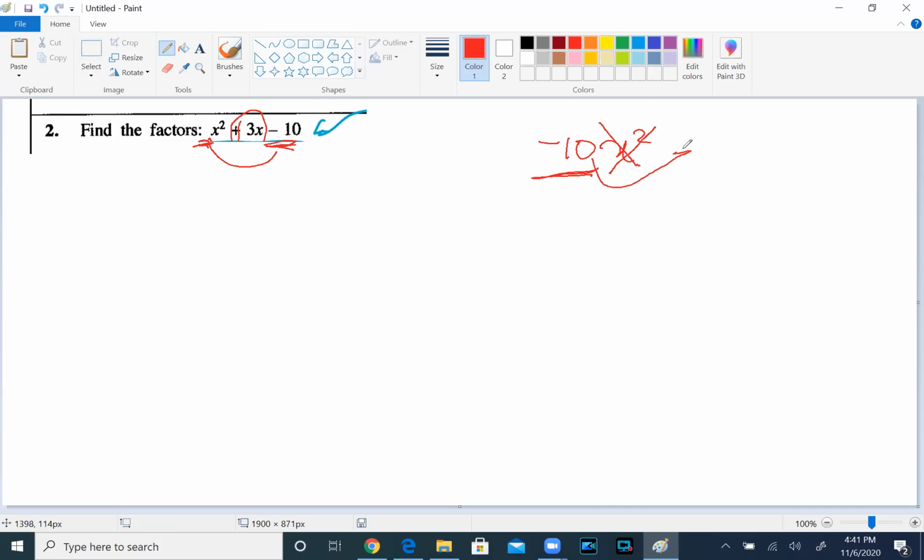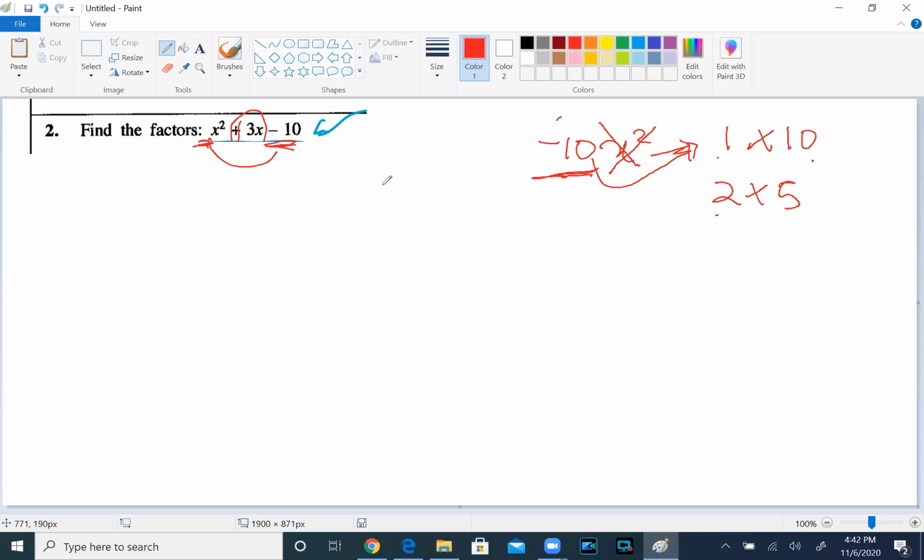I hope everybody knows about factors. How do you find the factors of 10? Factors are 1 into 10 and 2 times 5. Factors mean which two values give 10 by multiplication. So 1 into 10 gives 10, and 2 times 5 gives 10. These are the 4 factors.